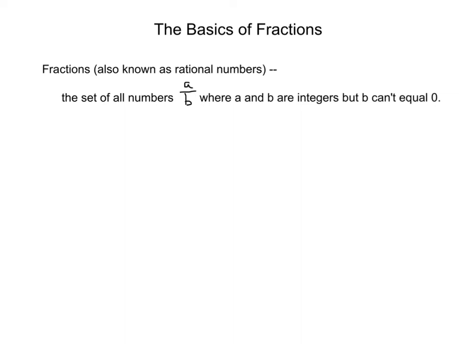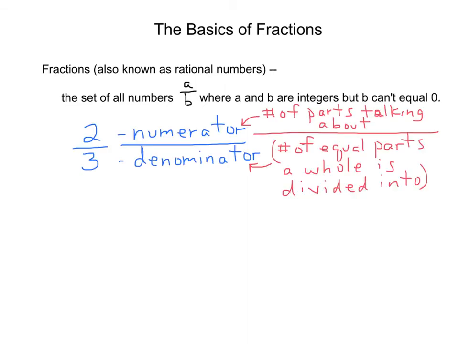So, what are fractions? Fractions are also known as rational numbers, and the actual definition is it is the set of all numbers, a over b, where a and b are integers, but b cannot equal 0. There are two different parts for every fraction. The top number is known as the numerator, and the bottom number is known as the denominator. Now the denominator is the number of equal parts a whole is divided into, while the numerator is the number of parts that you are talking about in that particular fraction.